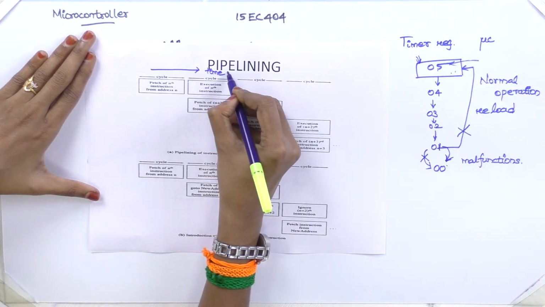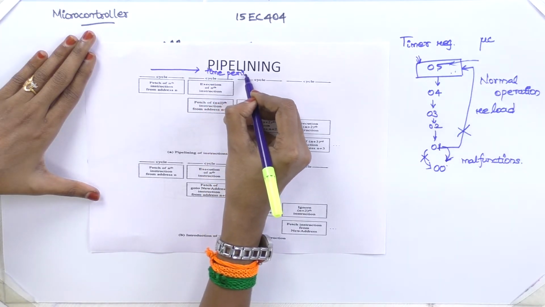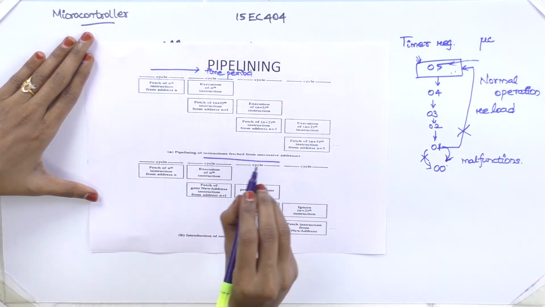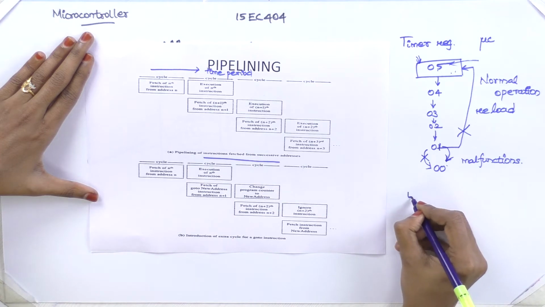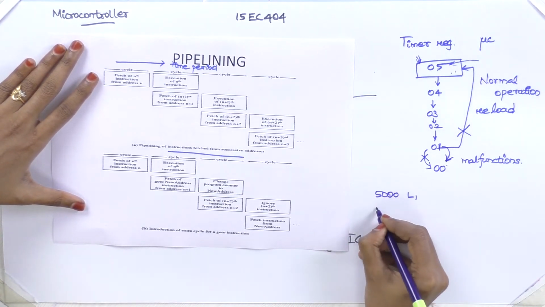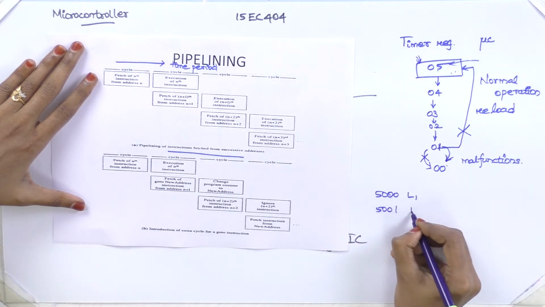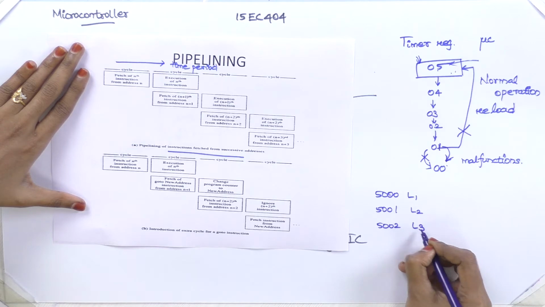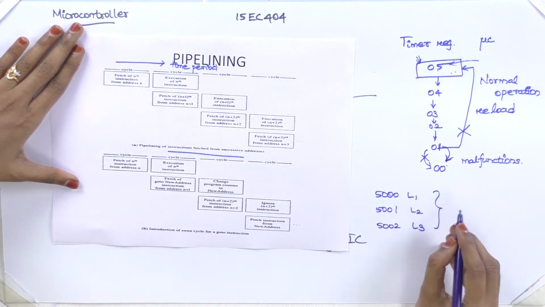So this is the time period scaling. For example, if we take a normal execution, you will have some instruction 1 at the address 5000, then at 5001 you have your second instruction, then at 5002 you have your third instruction. This is just an example I am giving, fine.